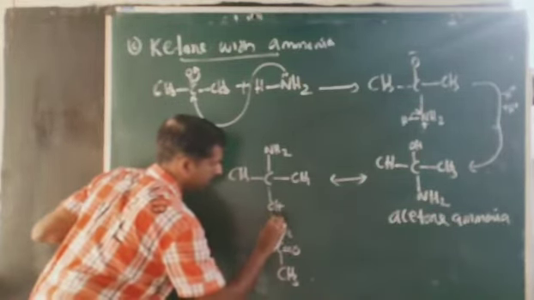Okay, next is addition of ammonia derivatives. So B, next is B. First one, A, addition of ammonia into aldehyde or ketone. B, addition of ammonia derivatives into aldehyde or ketone. We are taking different types of ammonia derivatives.